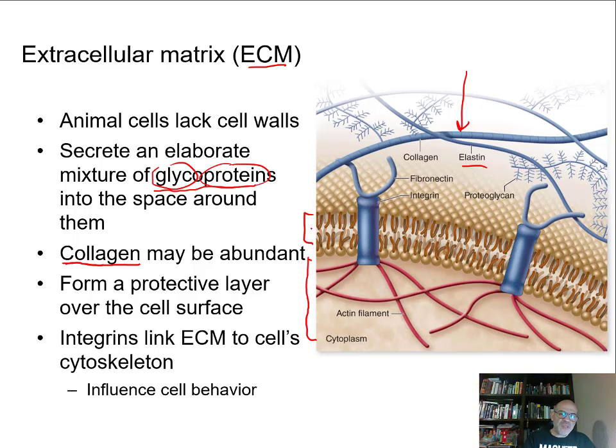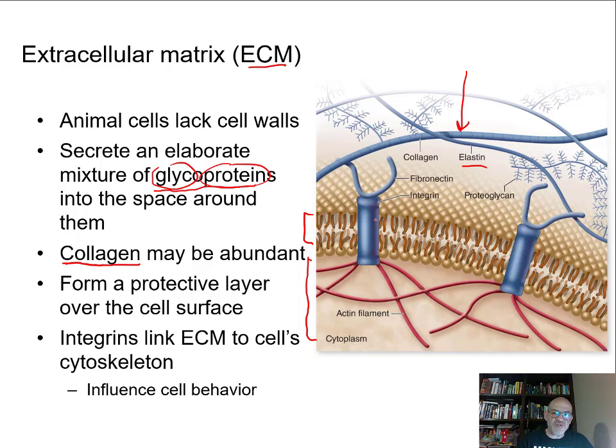Now, again, this extracellular matrix is going to provide support and protection for the cells, and then give those kinds of tissues their nature, like bone's hard, right? Cartilage is more flexible, and so on. So that's your extracellular matrix.